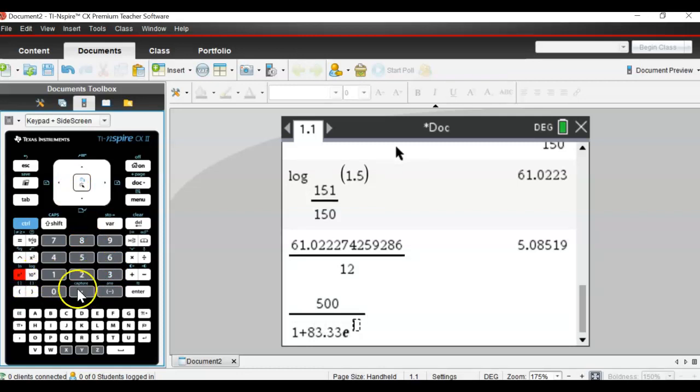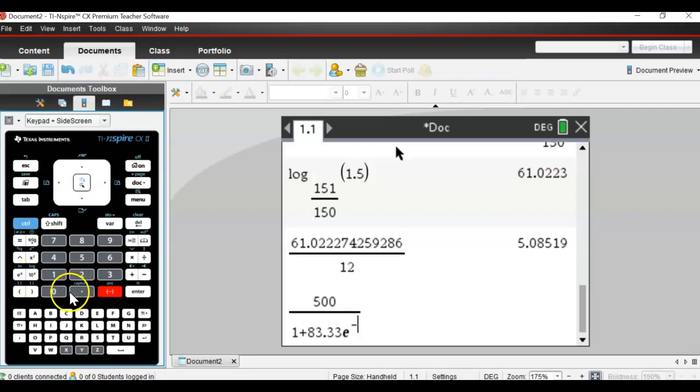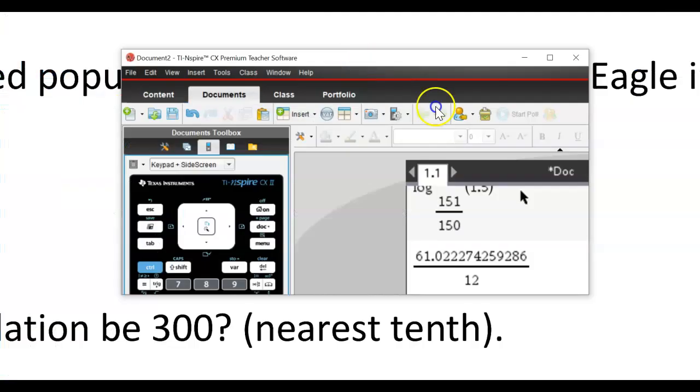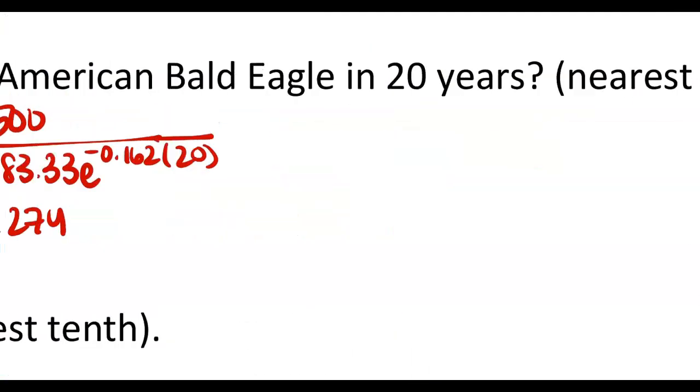We're going to raise it to the negative 0.162. You don't have to put that 0, but I will. If you just put .162, it'll still give you the same answer. And then I'm going to put a parentheses 20. If you didn't put the parentheses and you just did times 20, you should still get the same answer. So this is going to give me P of 20 is 117.274.